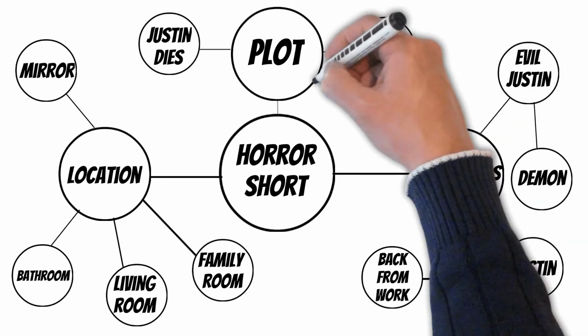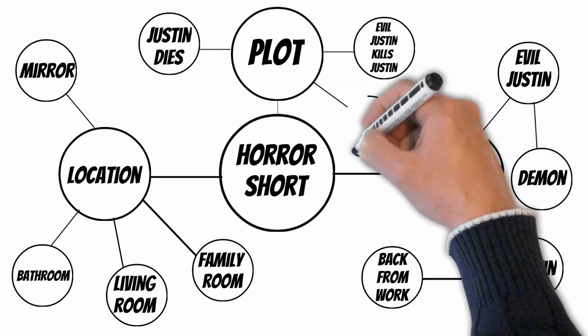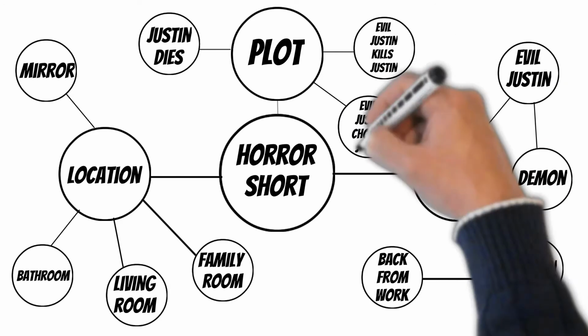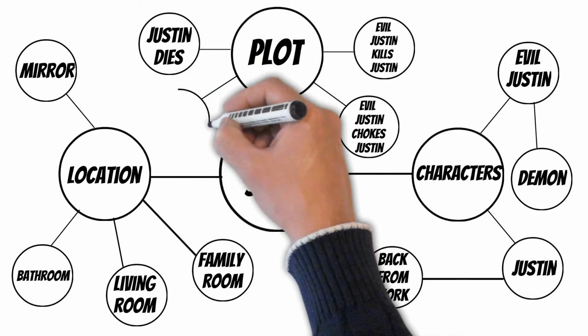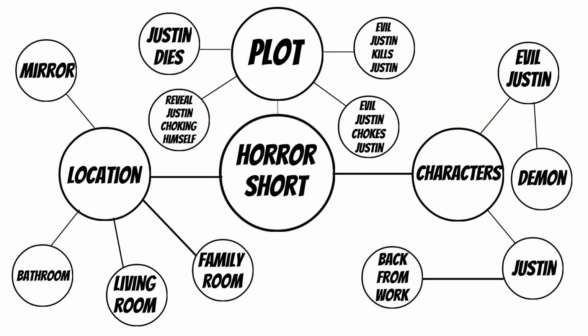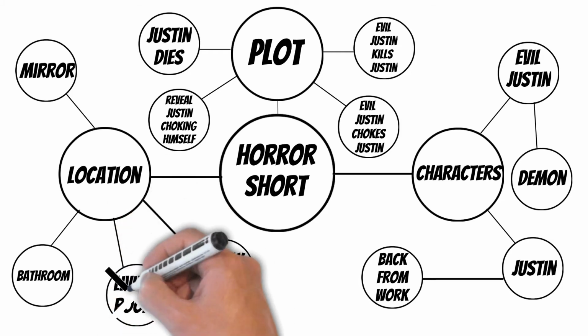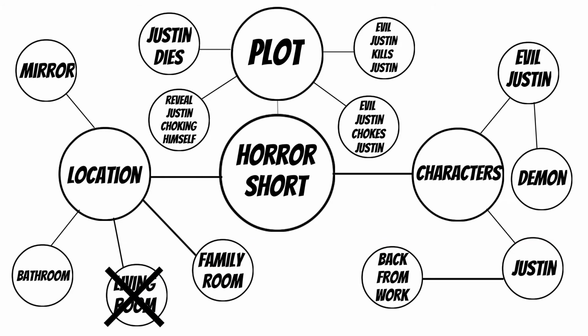Then you can jump into plots and throw out what you need. So obviously I know I want Justin to be tired. He doesn't realize there's an evil Justin in the mirror, and I go through the process of, okay, he's there, he doesn't see him, then he recognizes him, and then he starts being choked, and then eventually he dies by the demon. And again, we do the process of elimination for locations, and I pick the bathroom because it's by itself, nobody can distract me, and I can get everything done.